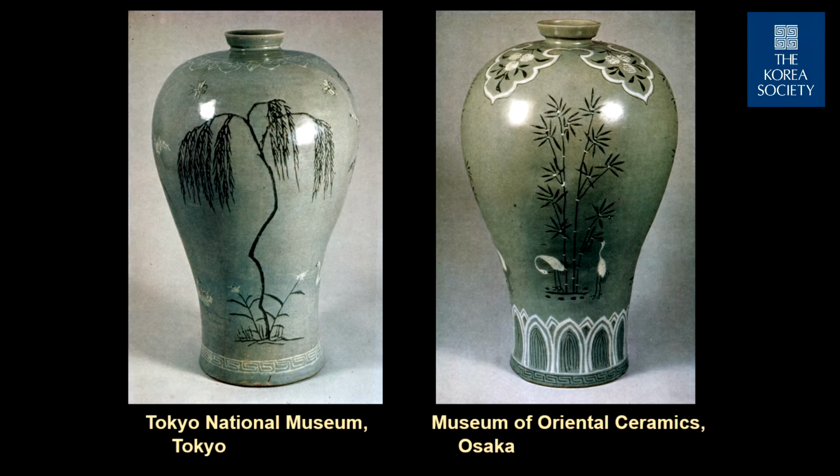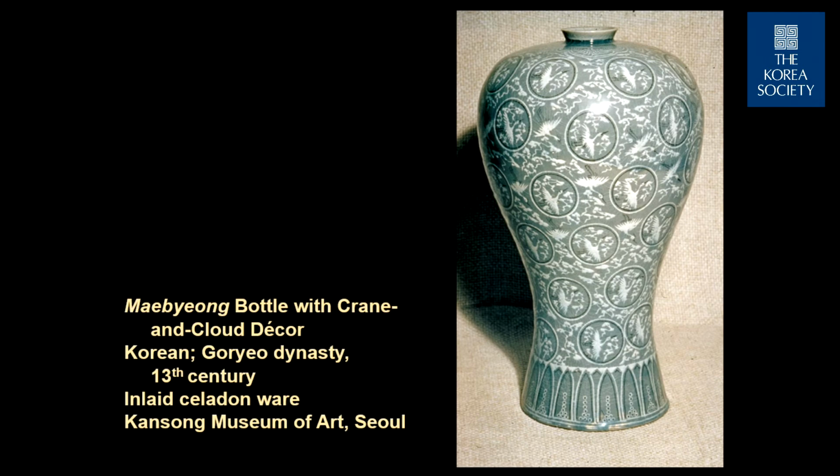When we look at those with the pictorial decoration, the ones that are a little bit earlier, you notice the shape changes a little bit over time, becomes a little more bulbous, but also the borders become ever more emphatic with the very large rising lotus petals. This is one of the great treasures of the Kansong Museum in Seoul. It's usually referred to as the 1,000 crane vase for obvious reasons.